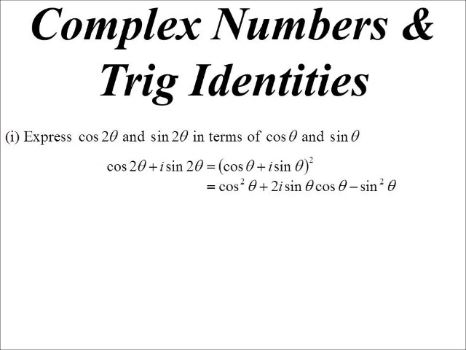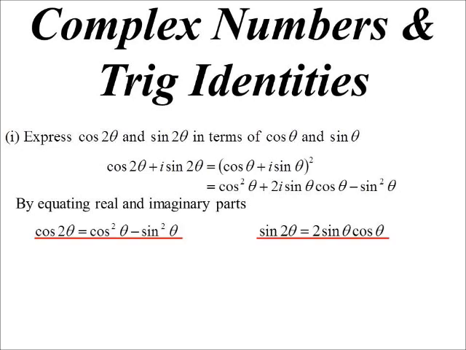But the real part must equal the real part, and the imaginary part must equal the imaginary part. So therefore, cos 2 theta must be the real part, cos squared minus sin squared, and sin 2 theta must be the imaginary part, 2 sin theta cos theta. So quite a neat little way of proving those formulas, and quite a bit quicker than actually expanding out the sin of theta plus theta and doing all that. But then that idea can be transferred to any power you like.